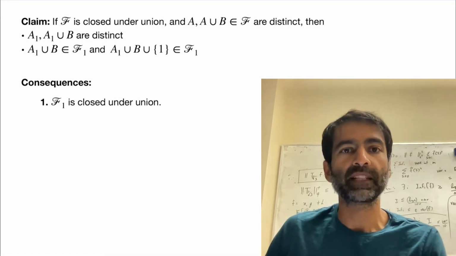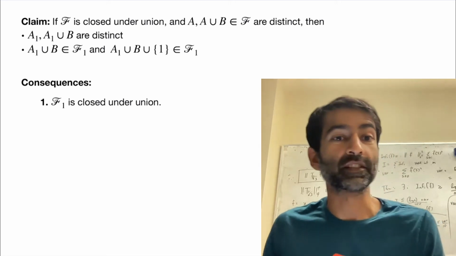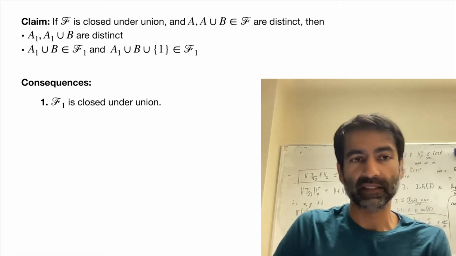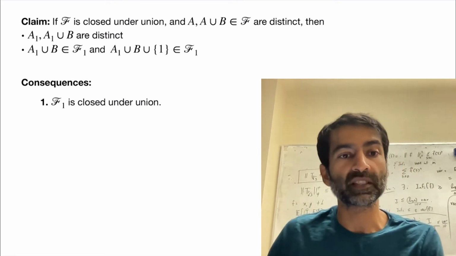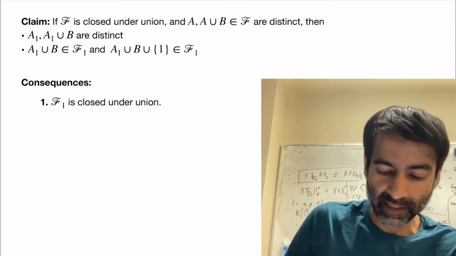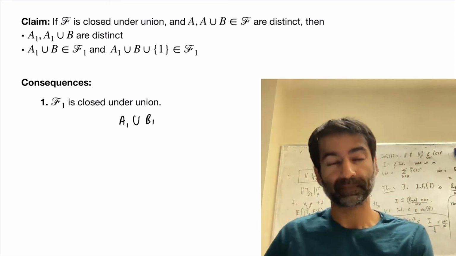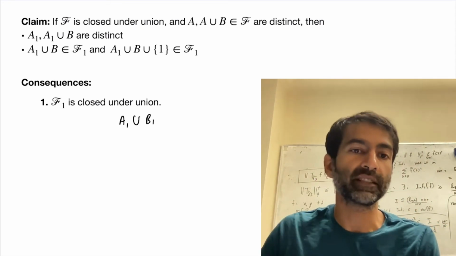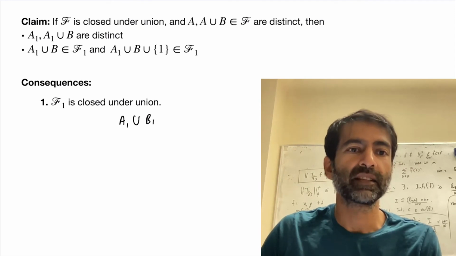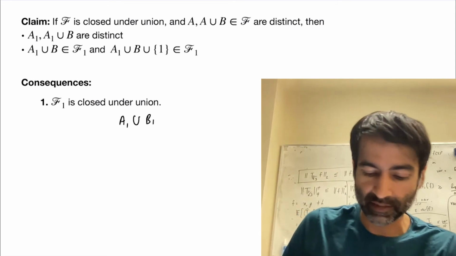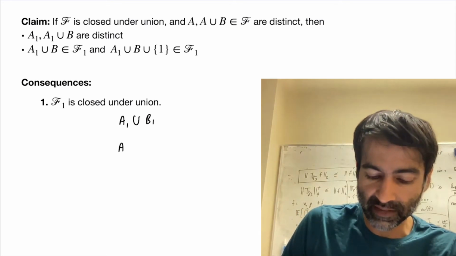Now, let me explain a couple of consequences of this claim. The first consequence is that actually F1 must be closed under union. And that's because if you take any two sets, A1 and B1, that belong to F1 and consider their union, well, if A and B are distinct, then either A is not equal to A union B or B is not equal to A union B. So let's assume that A is not equal to A union B.